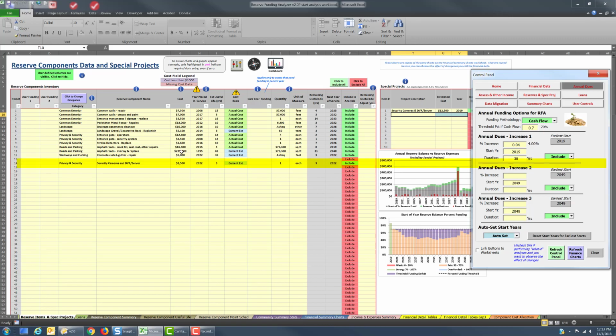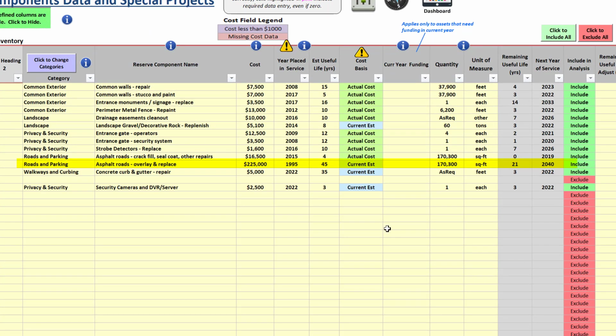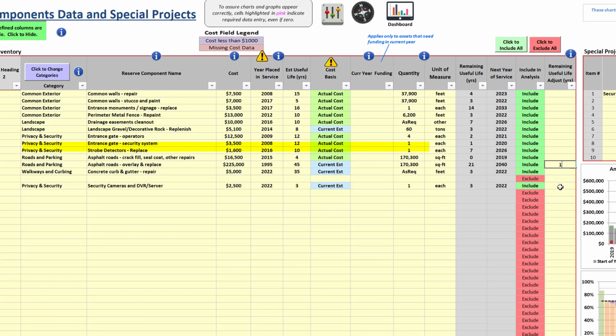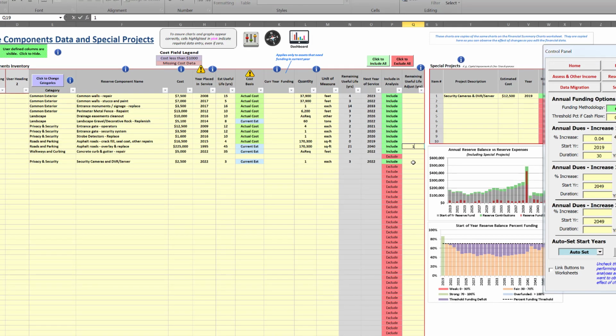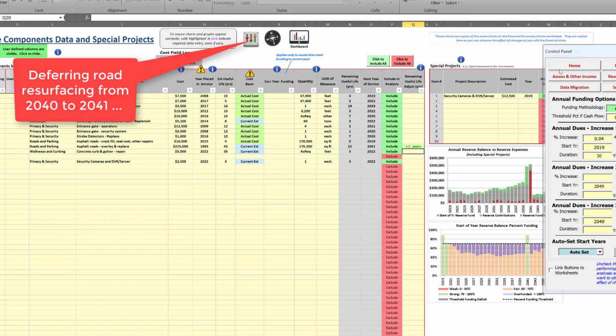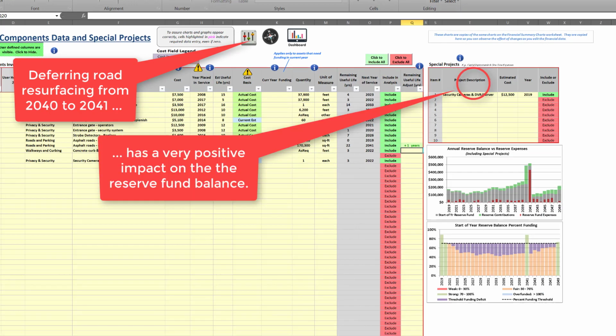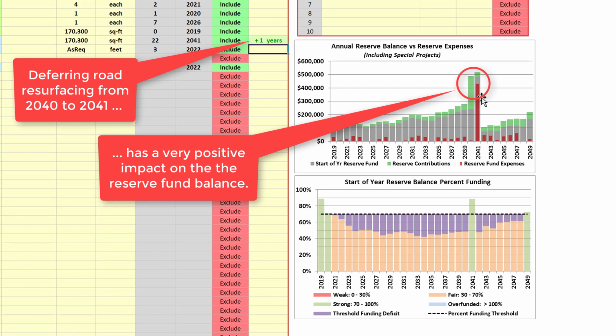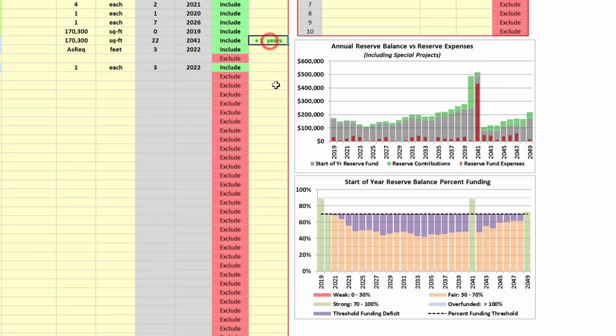Now, here's that $225,000 expense, which is occurring in 2040. We can do a little what-if analysis here and add 1 year, which is delaying that road resurfacing from 2040 to 2041. And then I'm going to close this control panel. Now you can see what that did. Let me just repeat it for you again. Let's bring it back to 2040. Let's add a year and see what that does. You can see that it slightly improves things.